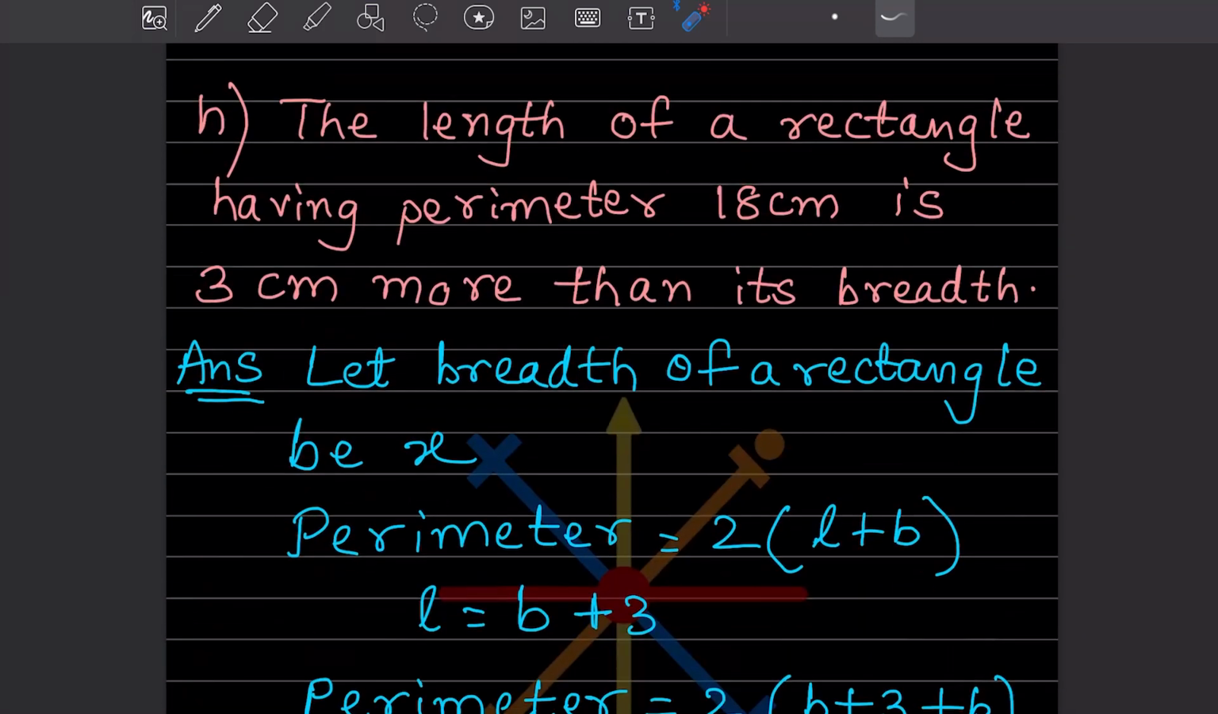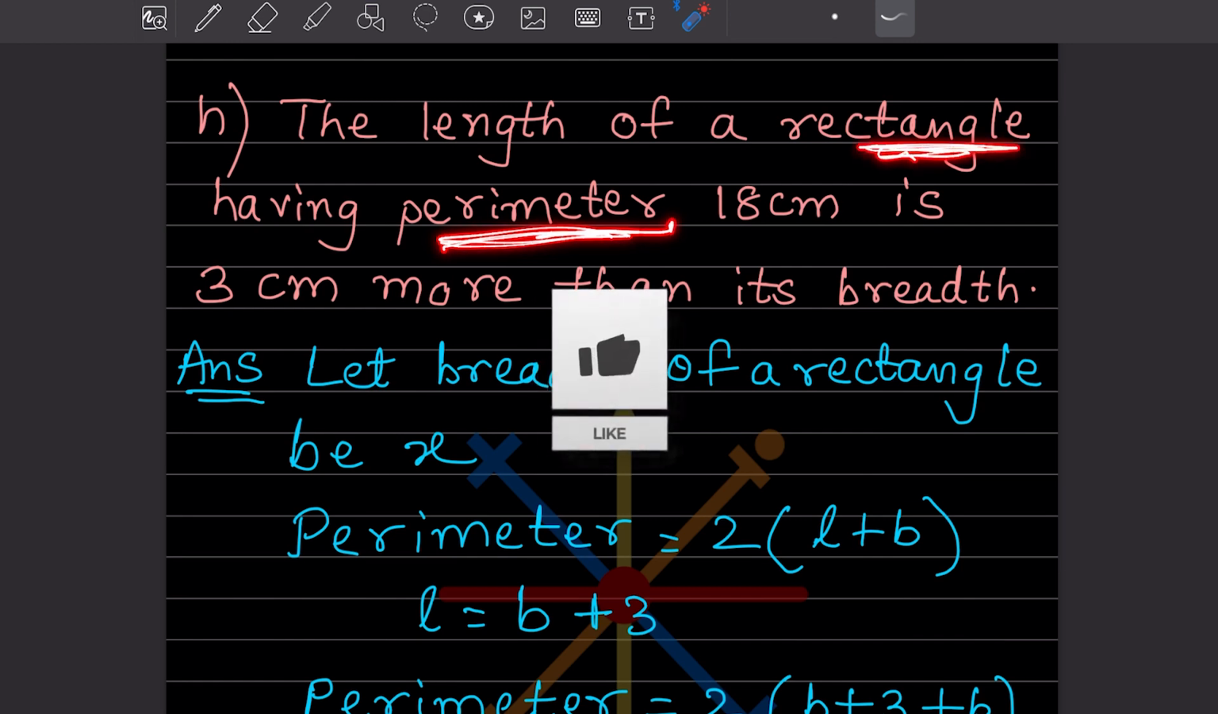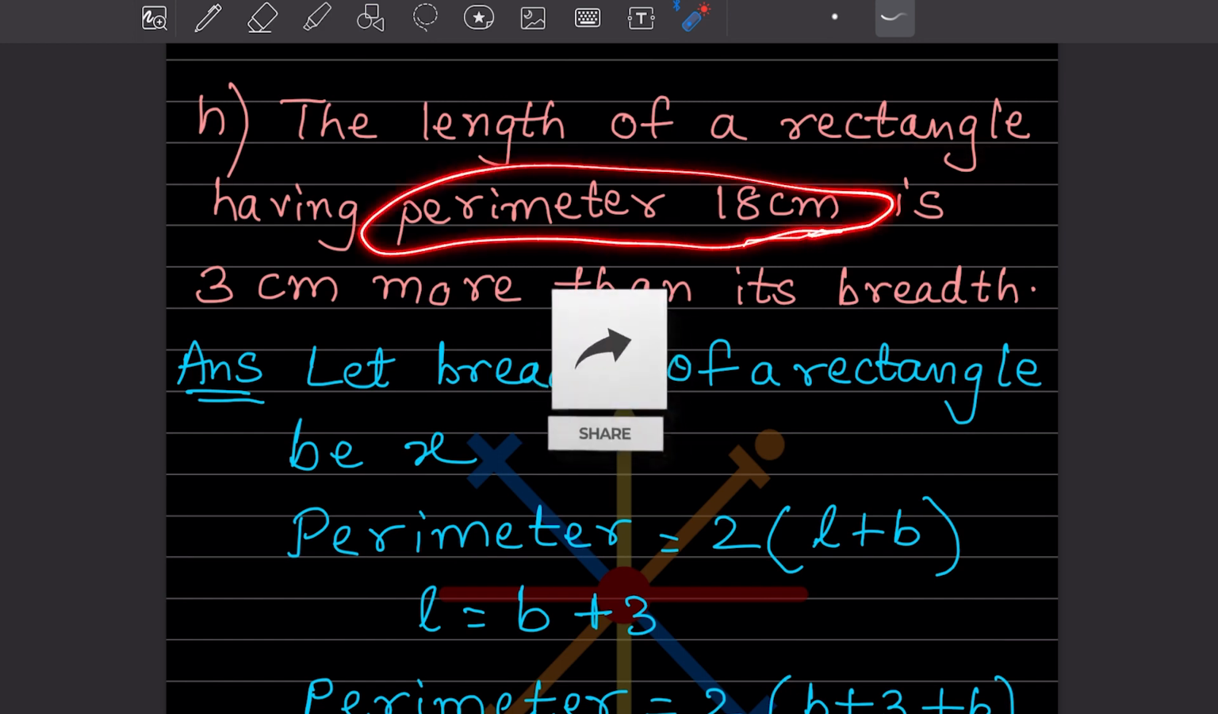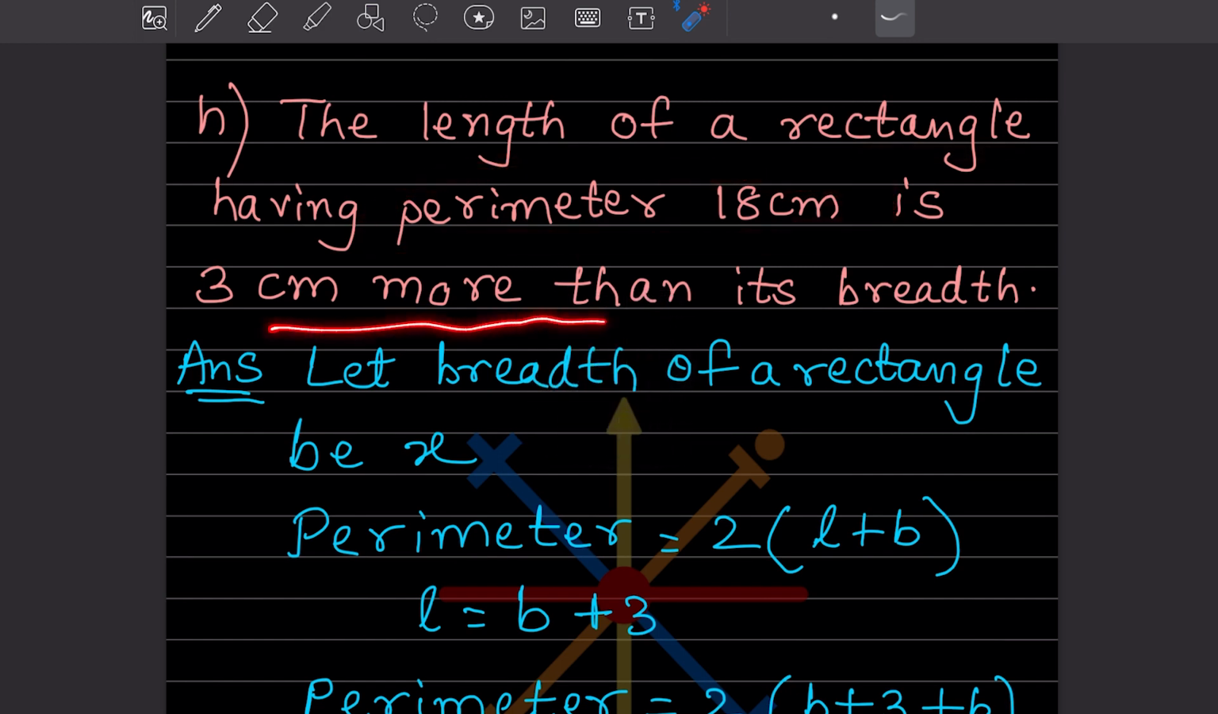Now the next question says, just concentrate on this question. They said the length of a rectangle having perimeter. You know what perimeter means? That is the sum of all sides. But here it is the rectangle, so that means the perimeter of the rectangle is 18 centimeter. So the perimeter is 18. Okay. Is 3 more than its breadth. So here we don't know the breadth directly. So what are we going to write here? Let the breadth of the rectangle be x over here.